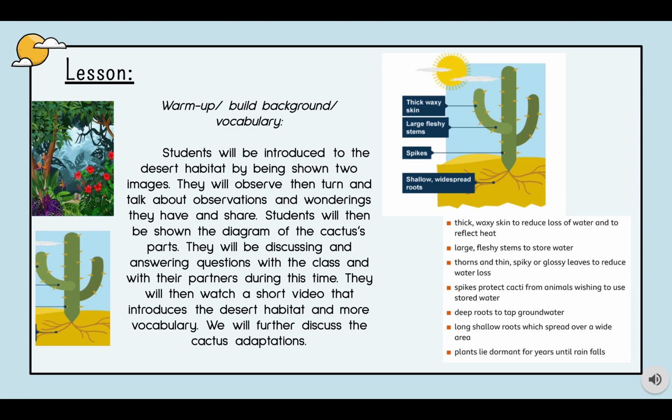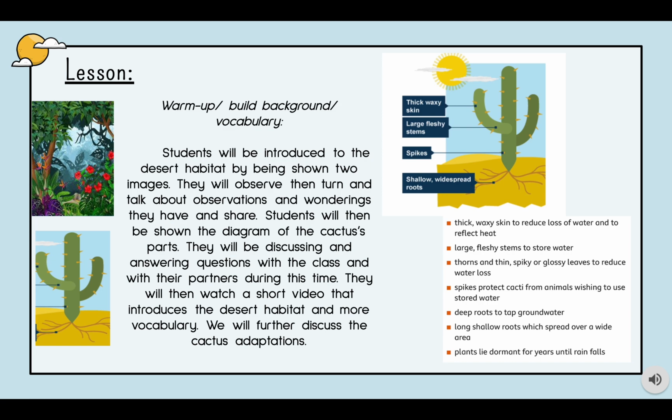To start our lesson, students will be introduced to the desert habitat by being shown the 2 images on the left. They will observe and then turn and talk with a partner to discuss the observations and wonderings they might have. Then we will share whole class. Students will then be shown the diagram on the top right of the cactus's parts. They will be discussing and answering guiding questions with the class and with their partners during this time.